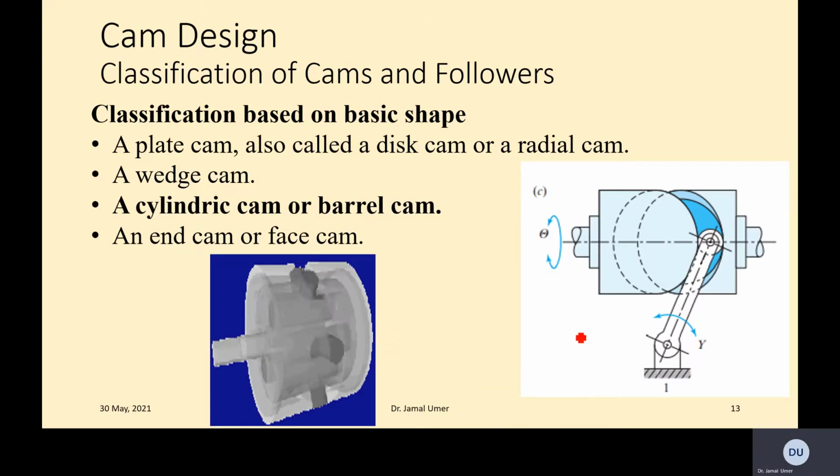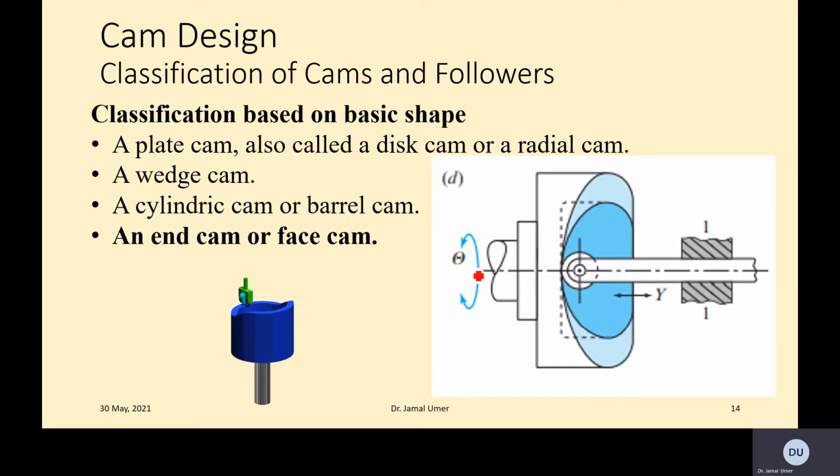Then this is a cylindric cam. This was already discussed and shown to you. It has a cylindrical shape, like a barrel. So when this rotates, you have the reciprocation, right? The follower reciprocates, which is shown in the y direction.